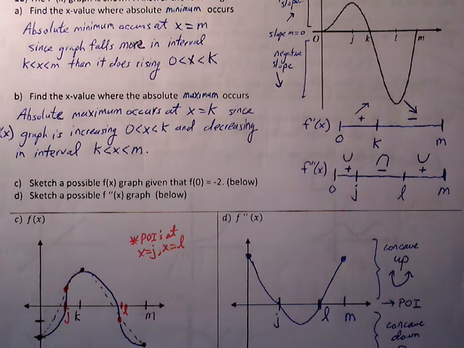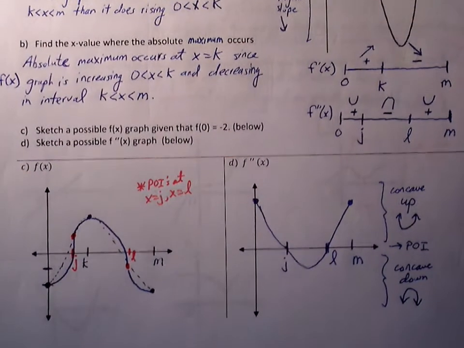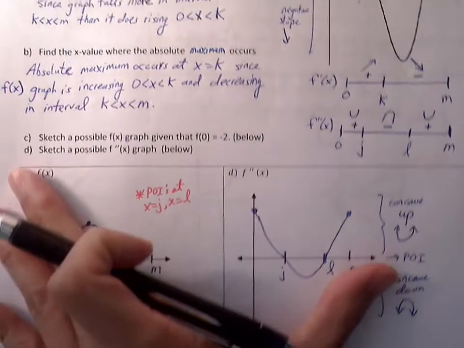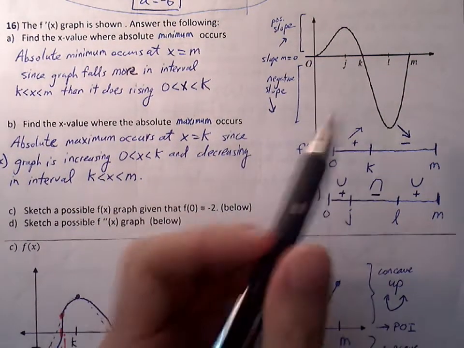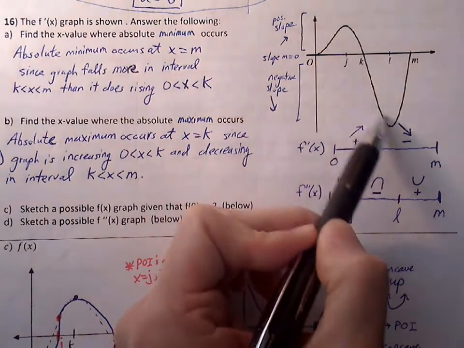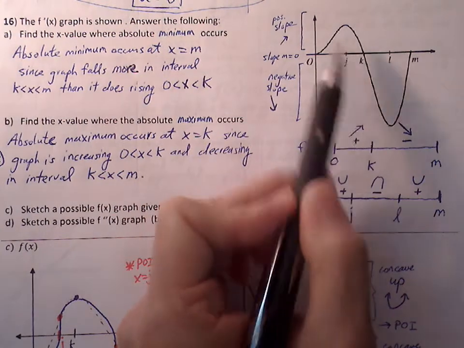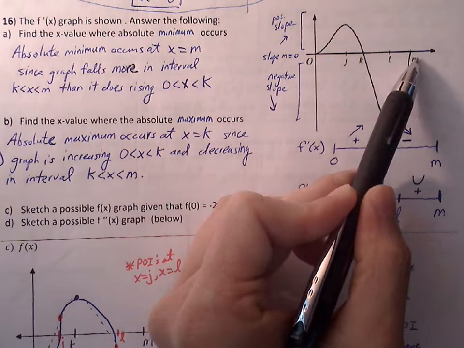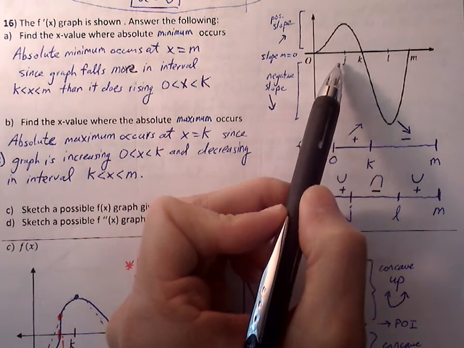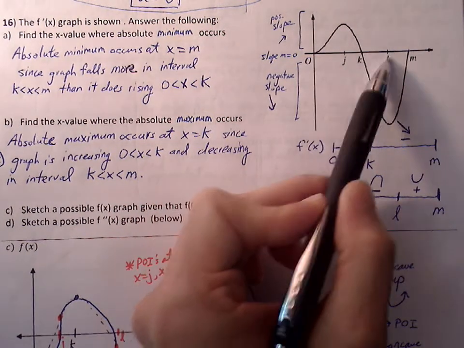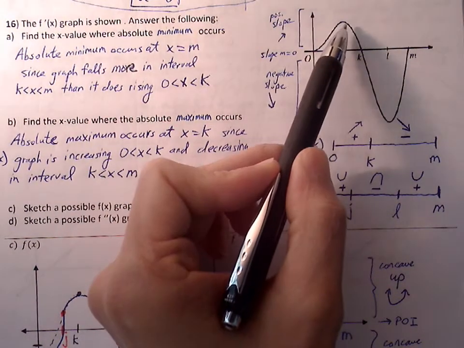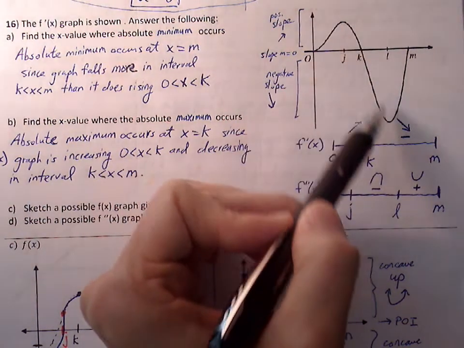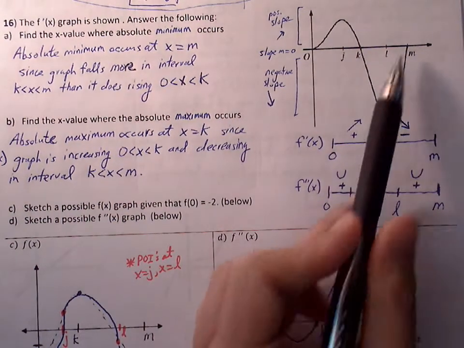Part C, sketch a possible graph of f of x given that f of 0 equals negative 2. So I'm going to sketch a possible graph, but first let me gather some information about the second derivative sign line. I know that wherever there's peaks and valleys on the f prime graph, these are going to be points of inflection on the original graph. And then wherever the graph is rising or falling, that's going to correlate to concavity. So we know there's a point of inflection at J, there's a point of inflection at L. From 0 to J, the graph is going to be concave up because this graph is rising. Concave down from J to L, and then concave up from L to M.